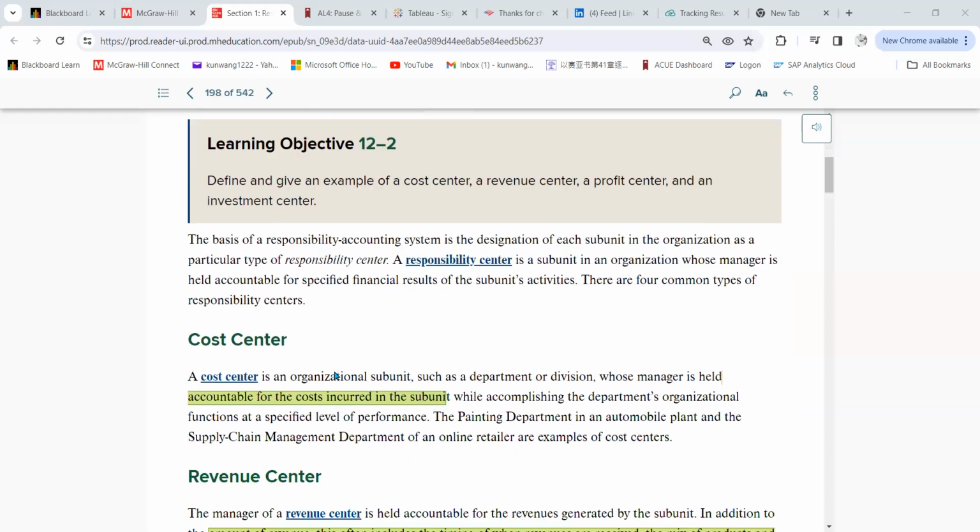A cost center, as the name tells us, is a subunit, department or division whose responsibility is only for the costs incurred by that subunit. They are not facing customers and are not related to making revenues, but they are responsible for the cost incurred to generate the expected result from their operations.